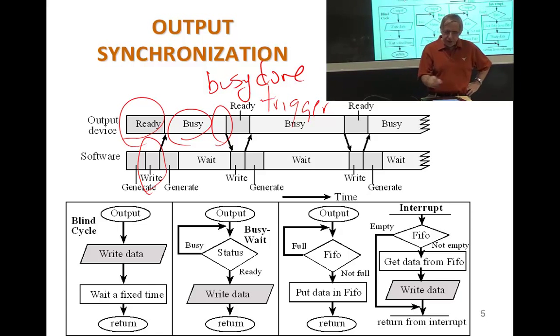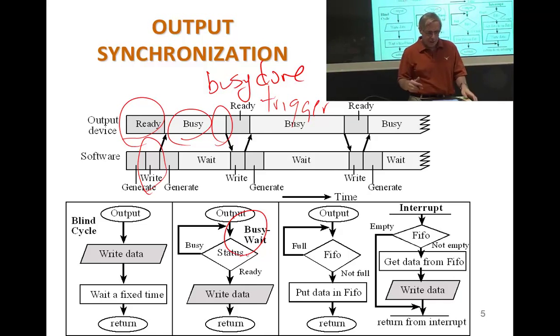And again, we have 3 ways, or 4 ways, but 3 ways shown here. If this time to produce the output is fixed, short, and known, we could use blind. If we only have one output device in the whole system, and we don't care about real time, you could use busy wait. Or if you're taking this class, we're going to use interrupts, because that allows me to create a real-time system.